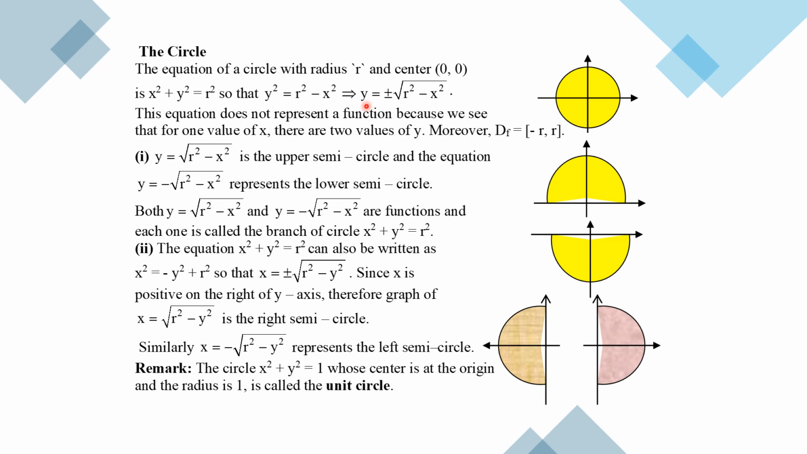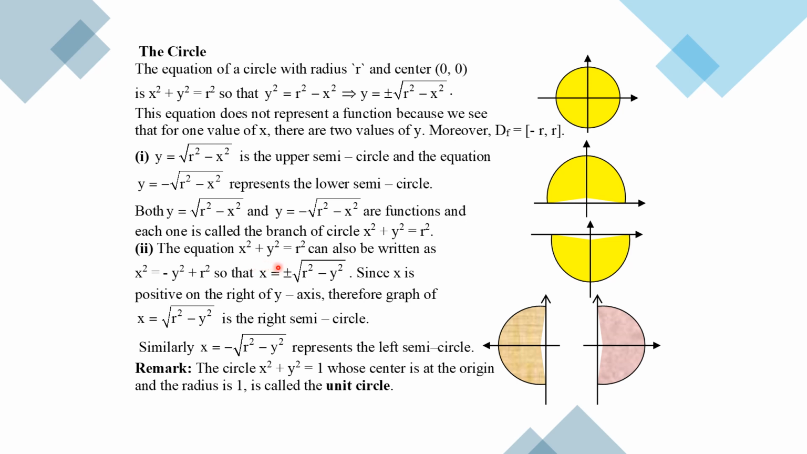So in fact this is not a function, because in the domain, for one value we have two images in the codomain. So it is not a function, and moreover the domain of f is from minus r to r. Now y is equal to the square root of r square minus x square is the upper semicircle, and the equation with the minus sign represents the lower semicircle. These are both functions, and they are called the branches of the circle x square plus y square equal to r square.